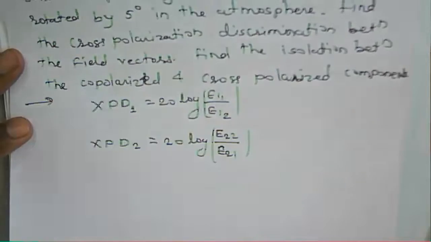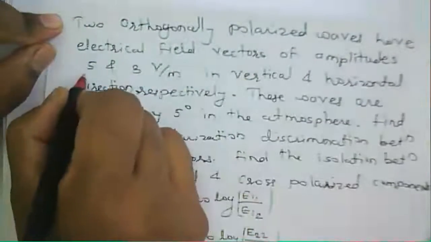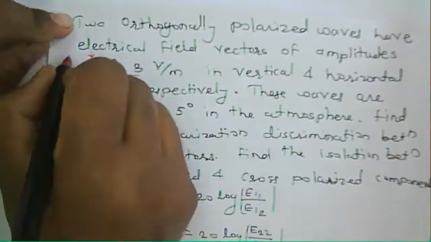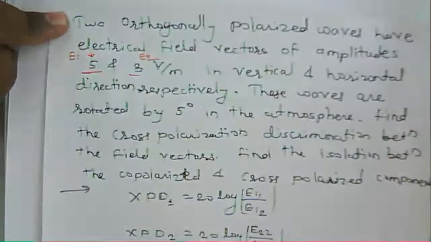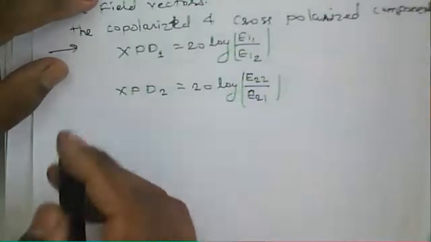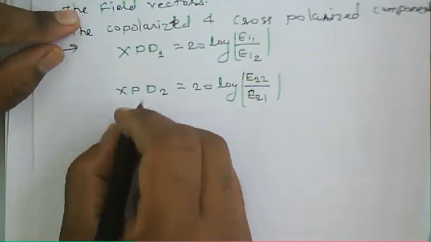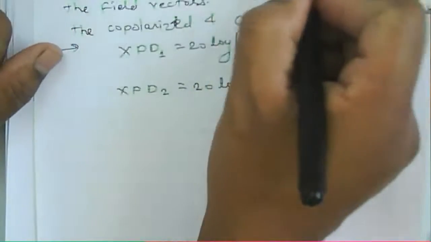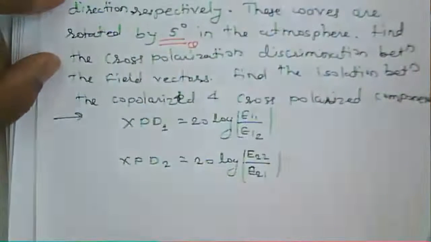Now if you see the statement here, electrical field vectors of amplitude 5 and 3 in vertical and horizontal. The vertical component we say is E1, and the horizontal component is E2. Means we have the vertical component E1 here and horizontal component E2. And these waves are rotated by 5 degree.